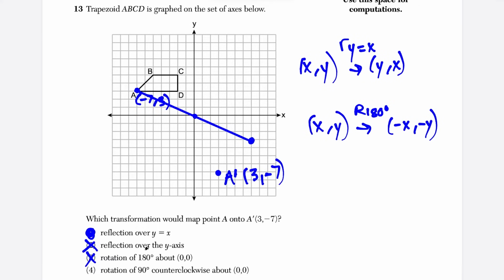And now a rotation of 90 degrees counterclockwise would send us in this direction here, okay? It would send us towards quadrant 1, which would not bring us to this point over here at (3, -7). So that's how I know this one is out. Choice 1 is definitely our answer.